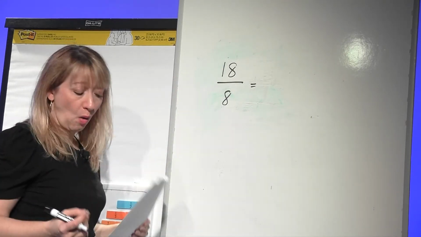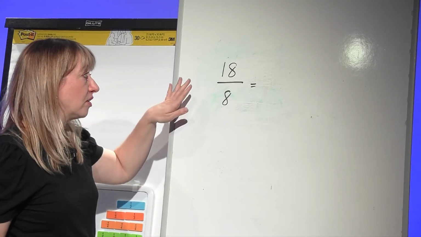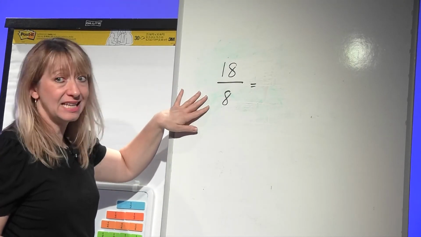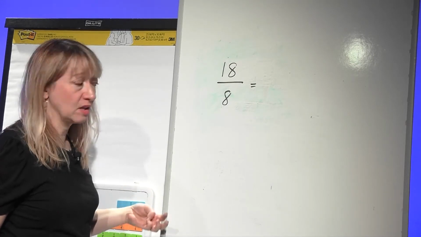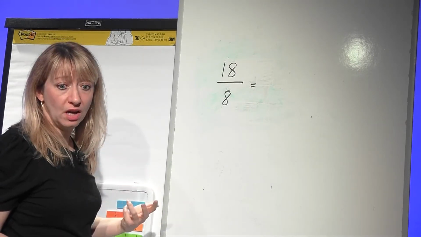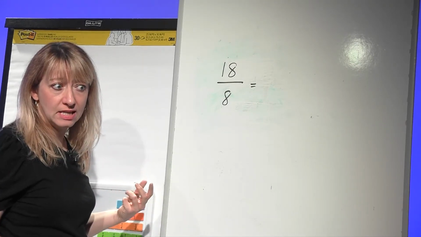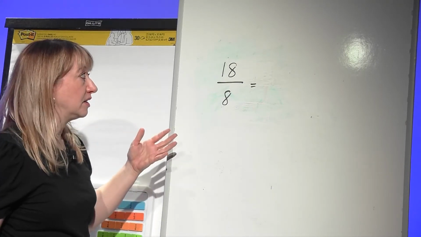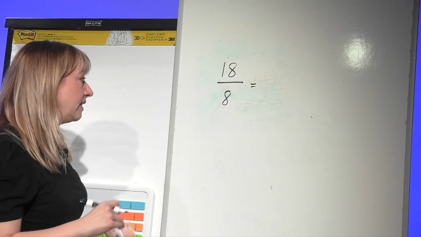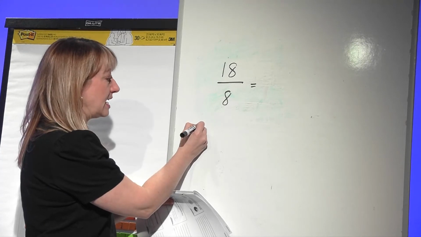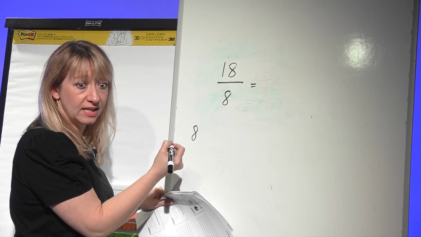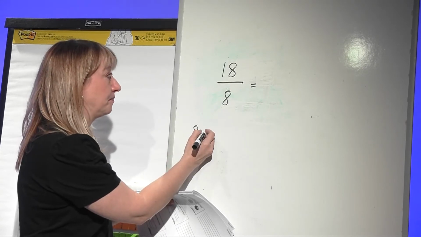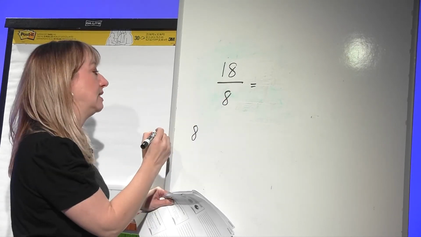So you have to figure out what you can divide both 18 and 8 by. Again, this goes back to understanding your basic division and your basic multiplication. If you're really comfortable with that, you'll be able to see this a little bit easier. So I want to think about the number 8 and think about what I can divide into 8, but it also has to work for 18.